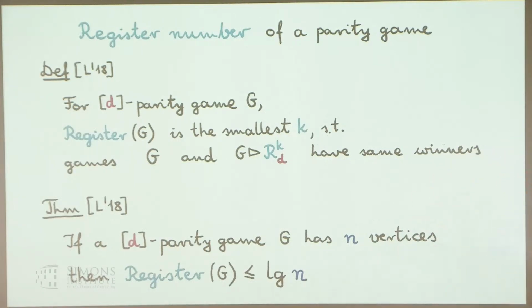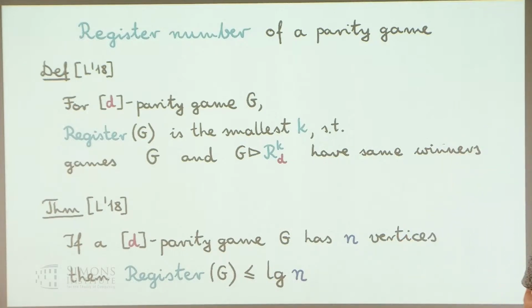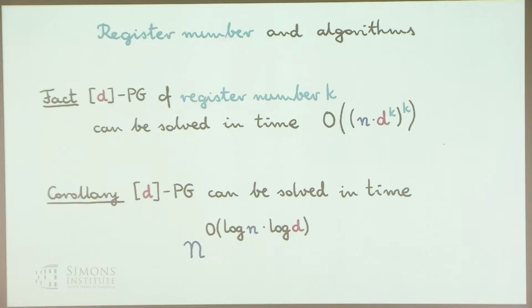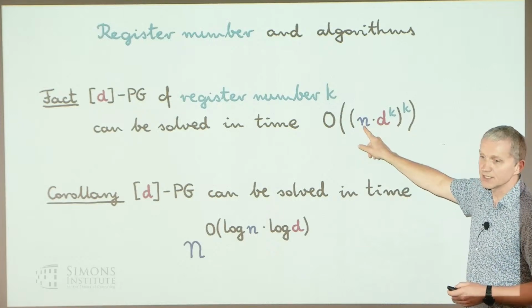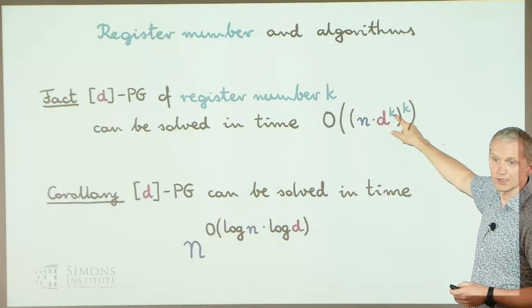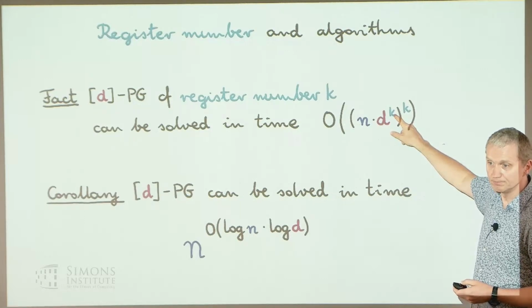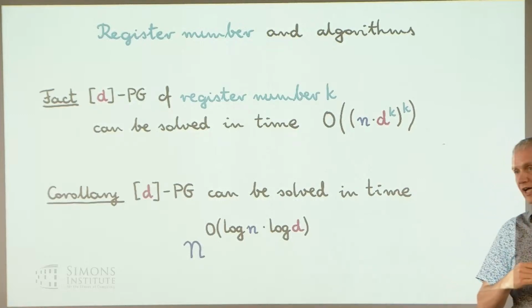And then Karoliina proves this remarkable result, which is that if you take a finite parity game, then the register number is bounded by the logarithm of the number of vertices. This has immediate algorithmic consequences because a register game with k registers is of size n times the number of priorities to the power of the number of registers. This is a parity game in which the number of priorities is 2k.